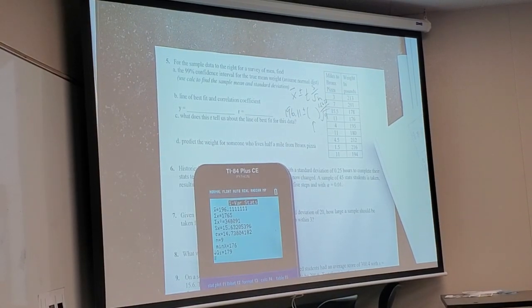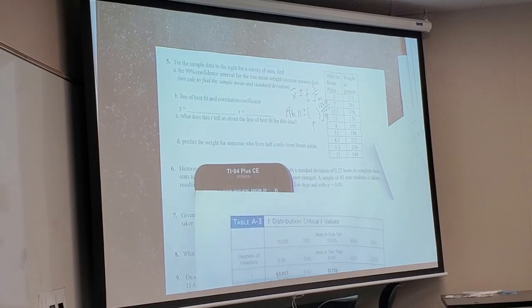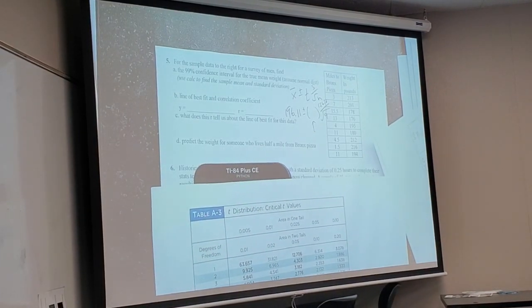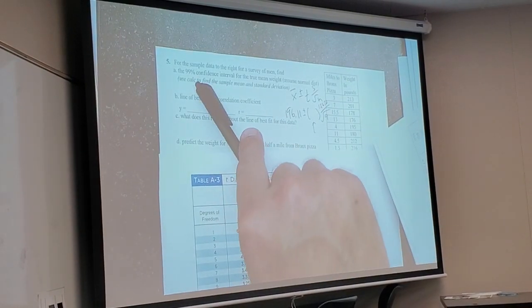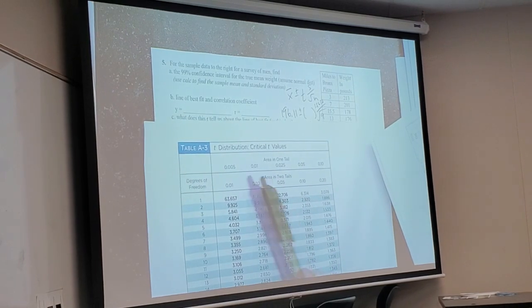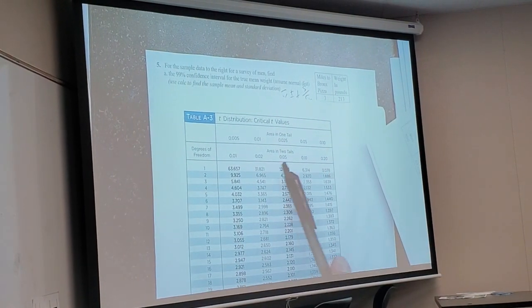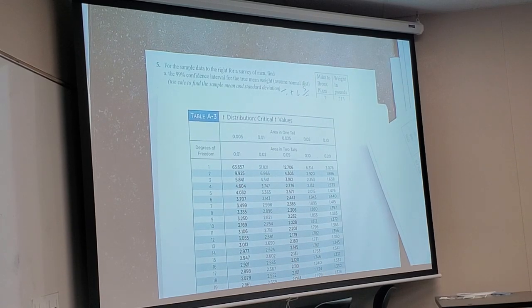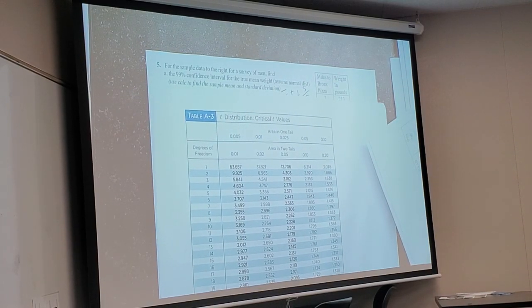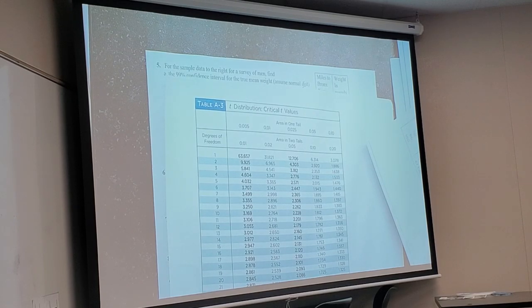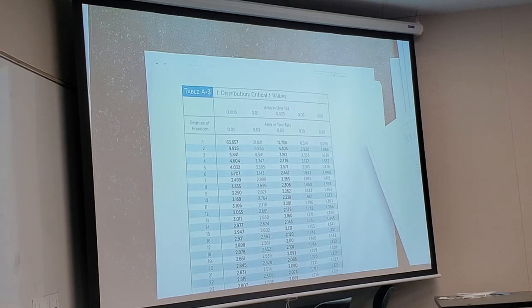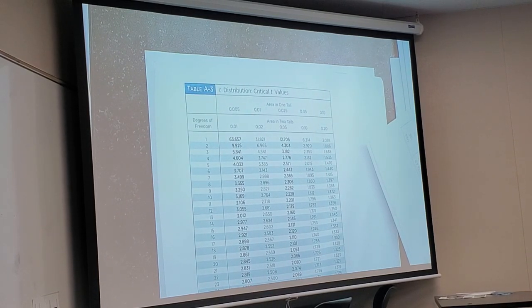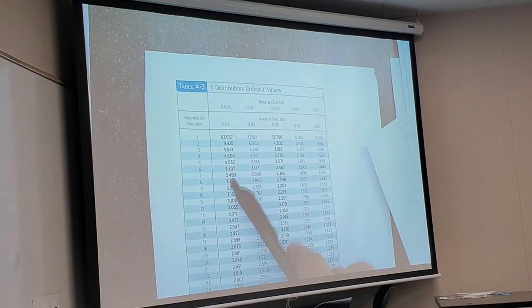What's the degrees of freedom? 8. And I want a 99% confidence interval, so which column am I going to look at? Yeah, so which column is it? Because I see 2.01s. Confidence interval always makes two tails. So the first column, and I'm going to stop at 8.